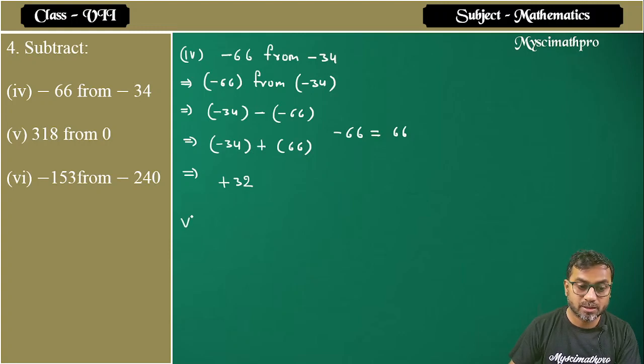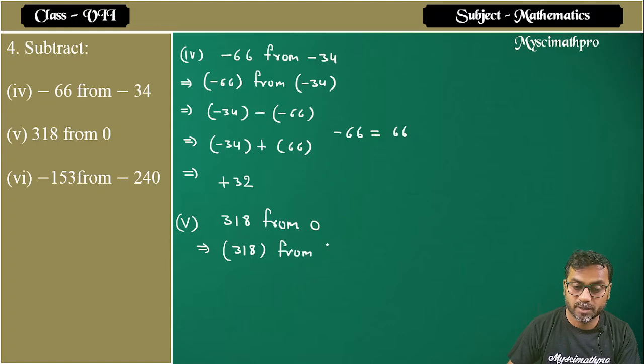Now let's solve the question number 5. So the question is, we have to subtract 318 from 0. So according to method, my dear student, we can write 318 in bracket, we write from, and we write 0 in bracket. According to method, we write 0, put the minus sign, and then we write 318.